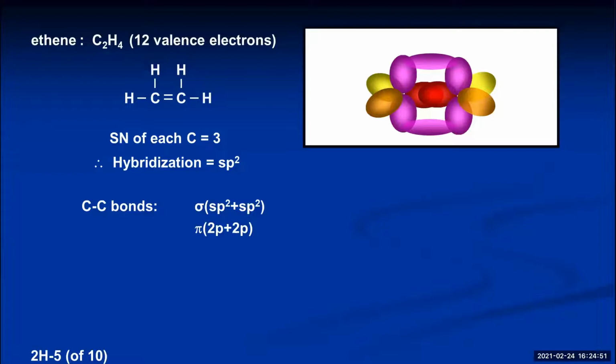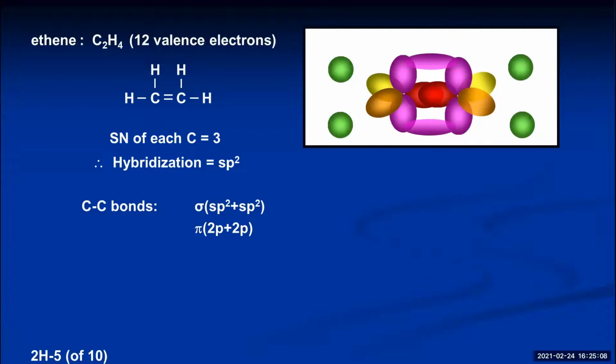You'll always have a sigma bond between the hybrid orbitals, sp2 and sp2, and then a pi bond between the unhybridized p orbitals, in this case, a 2p plus 2p. So I'm going to want you to be able to represent that picture. So let's see what you're going to draw.